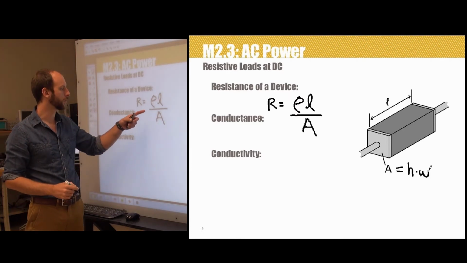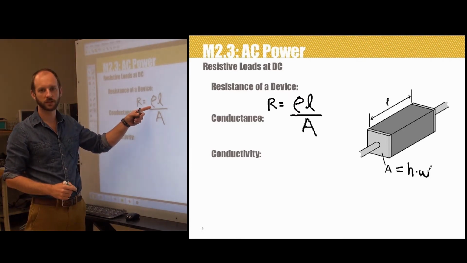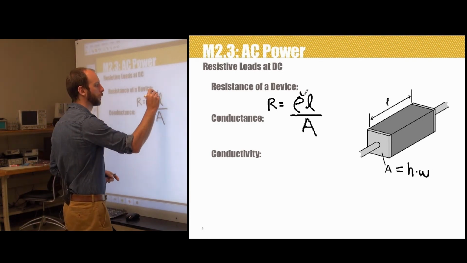So again, in this equation, total resistance is equal to resistivity. That's measured in ohms per meter.